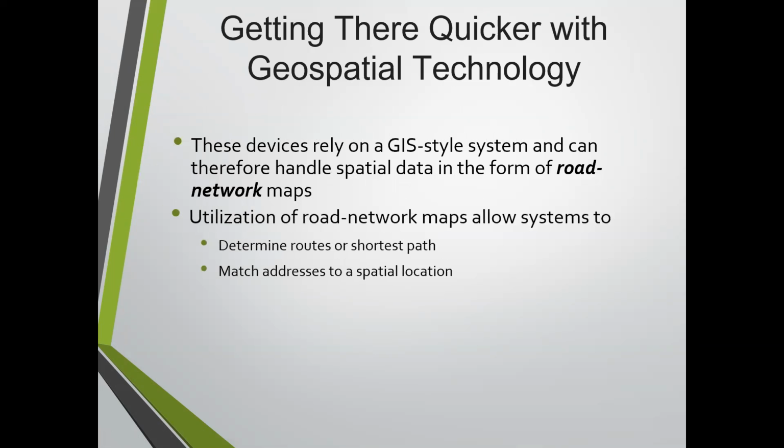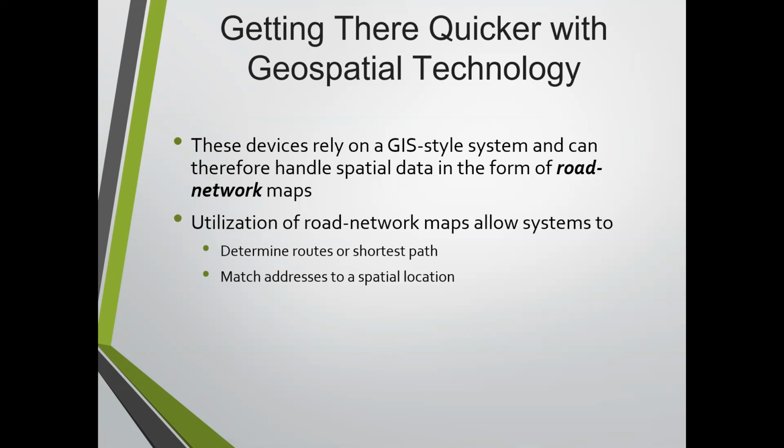But the utilization of that road network map allows you to determine those things. And like we said, one of them is going to be what we would call shortest path. So there's a lot of things that could determine that, as we'll talk about here in a little bit, what we mean by shortest path, because that doesn't necessarily mean the shortest distance. That could be based on time or energy or all different things.